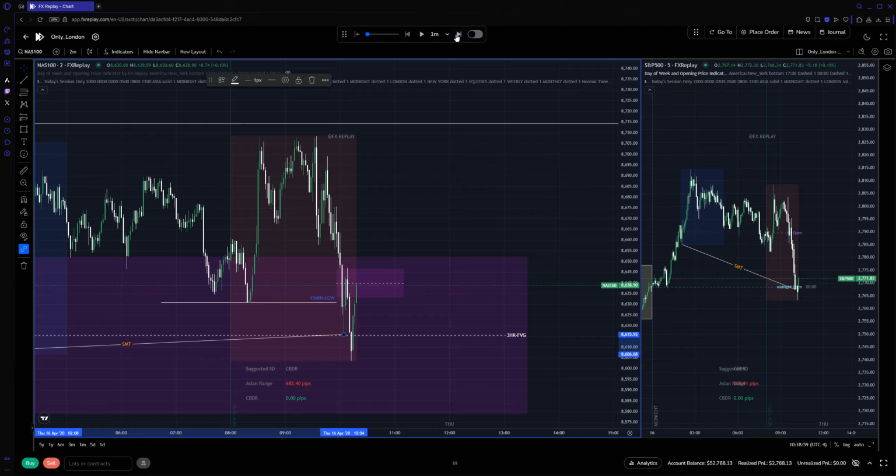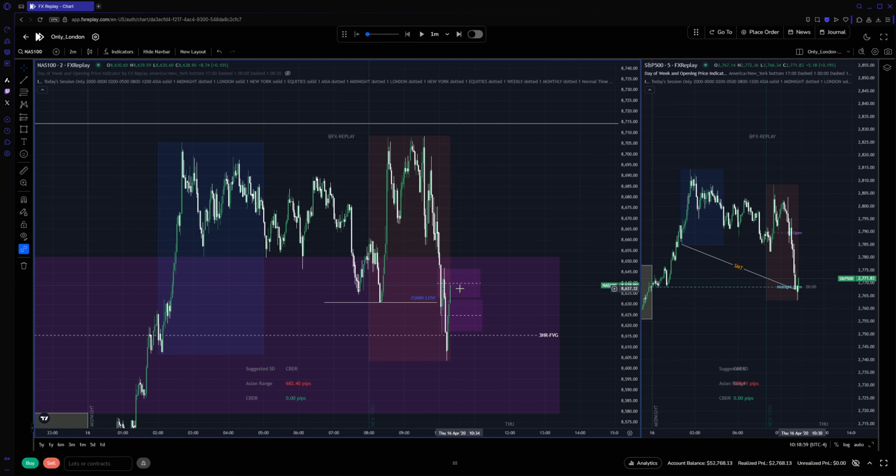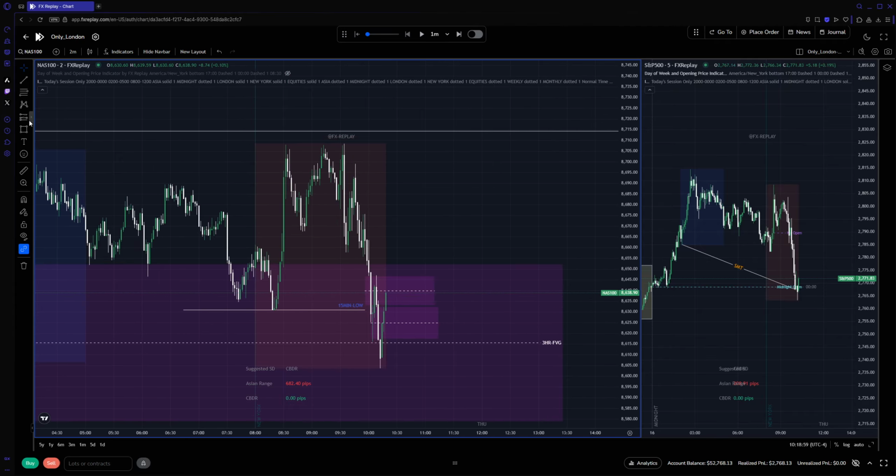Where do we close? Is that where we close? We just got our first inverse. Right here. Is that SMT still in place? Oh no, that SMT is not in place anymore. So both took the high. Okay, but we did get our entry. This is actually a very risky entry.